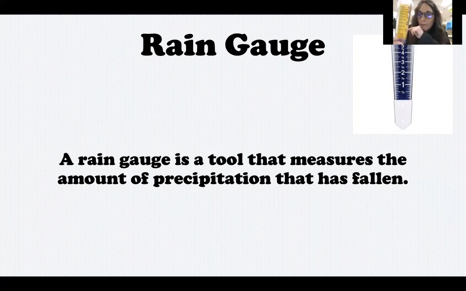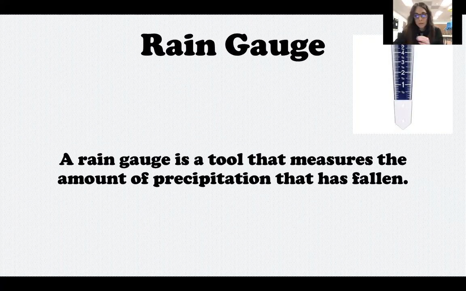This one goes up to 5 inches. You can get bigger ones that measure more if you live in a place that gets a lot of rain. And it's called a rain gauge, but it doesn't just measure rain. It can measure any type of precipitation. Like a couple weeks ago when it snowed and you were hearing on the news, we got 5 inches of snow. The reason they know that is by using a rain gauge.